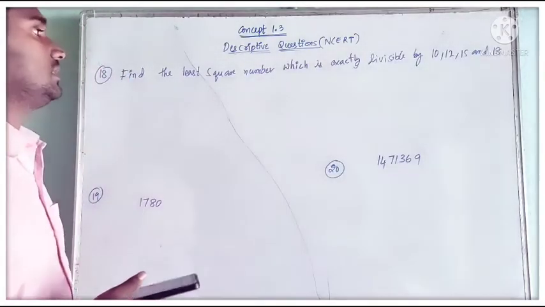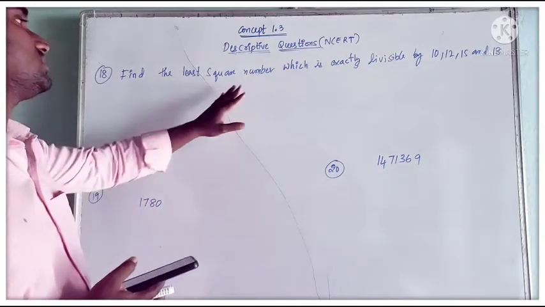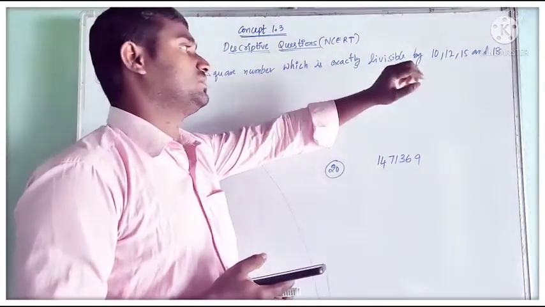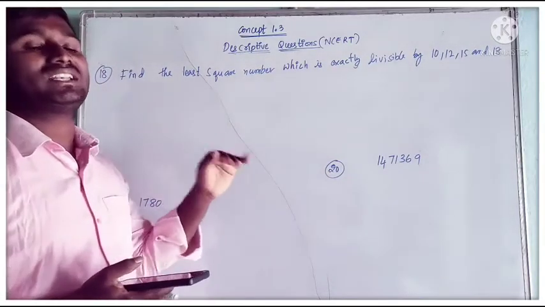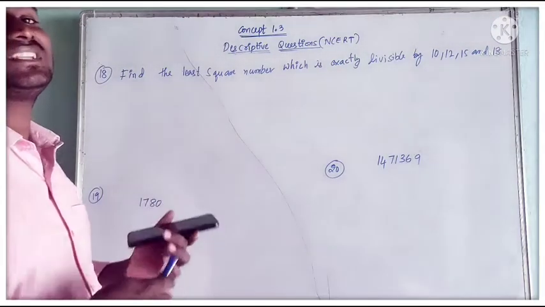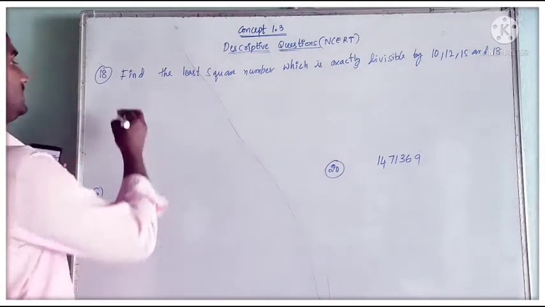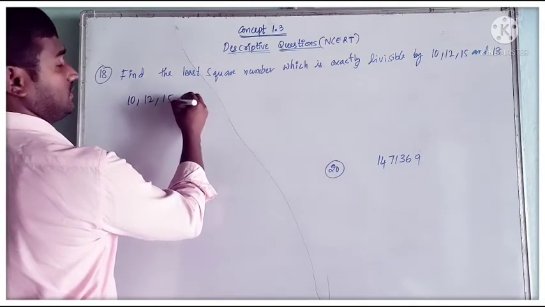Okay, now I am going to discuss the 18th question: find the least square number which is exactly divisible by 10, 12, 15 and 18. This question is the same as the 11th question. For this also we need to find the LCM, the least number. LCM we need to find first. LCM of 10, 12, 15, 18.